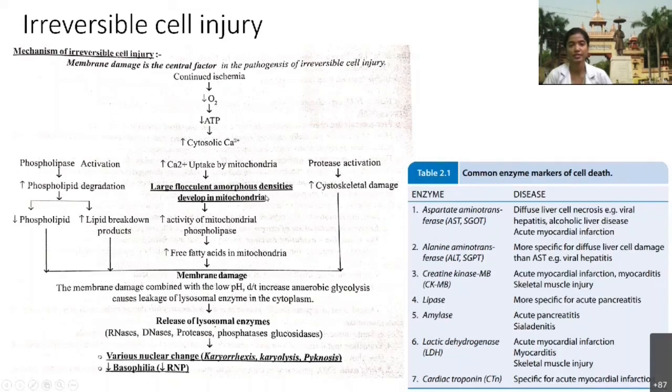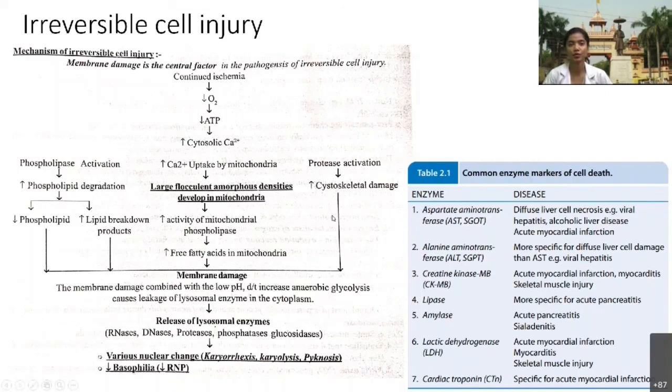And this increased amount of calcium uptake in mitochondria will lead to large flocculent amorphous densities. In reversible injury, there will be a small amount. In case of irreversible injury, we can see a large amount of deposits. Also, the release of lysosomal enzymes will cause nuclear changes like karyolysis, karyorrhexis and pycnosis. And there will be decreased basophilia, meaning the cell's cytoplasm will appear more hypereosinophilic.